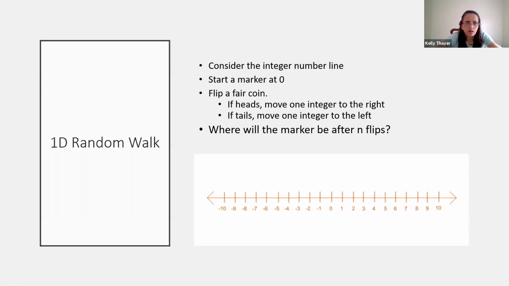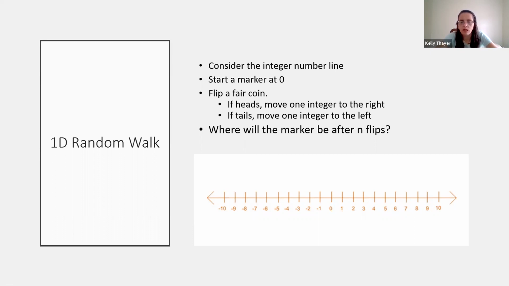So to make things a little bit simpler, let's consider a random walk on a number line. If we consider the integer number line as depicted here, we're going to start at 0. Then we have a fair coin, meaning that it has 50% chance of heads and 50% chance of tails. Then we can work out where we would be after some number of coin flips.